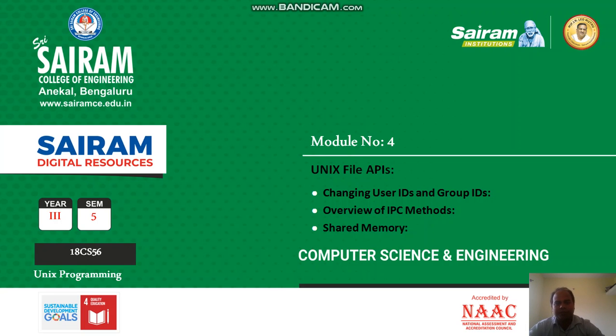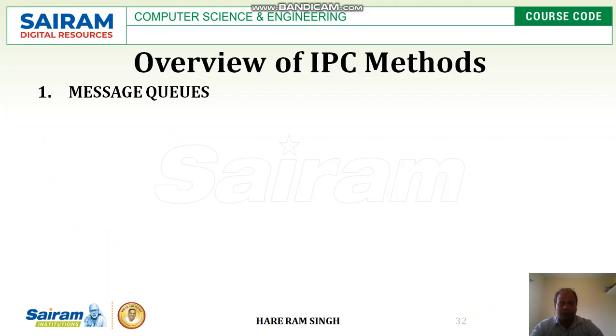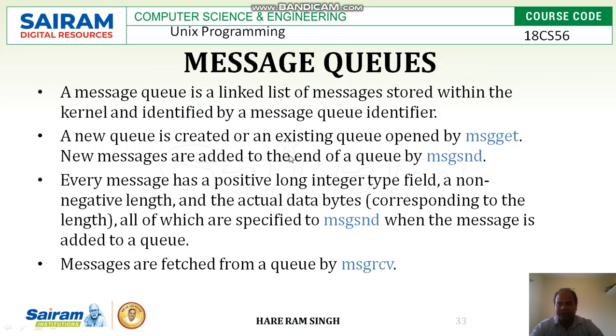Dear students, let us continue with the next topic of the fourth module. The next topic of the fourth module is message queue. So, what is message queue? This is also one method to do inter-process communication. A message queue is a linked list of messages stored within the kernel and identified by a message queue identifier.